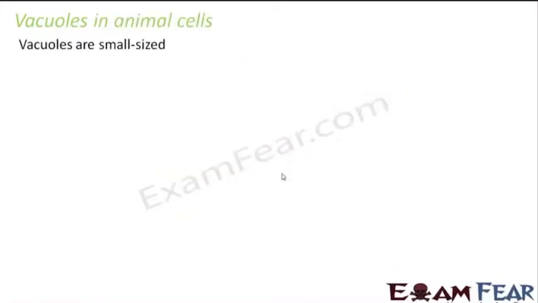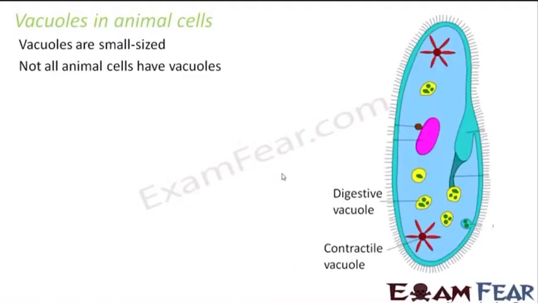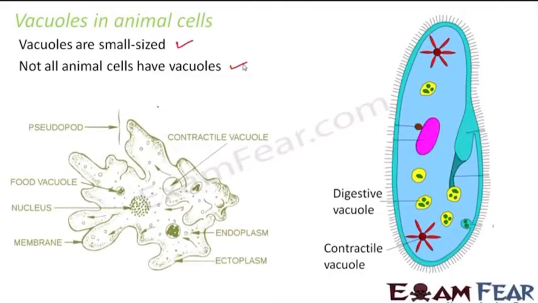So let us have a look at the vacuoles in animal cells. Vacuoles are small-sized in animal cells when compared to the plant cells. Not all animal cells have vacuoles. There are very few animal cells which actually have vacuoles. Some of the examples are amoeba. The first example which I have displayed here is amoeba.